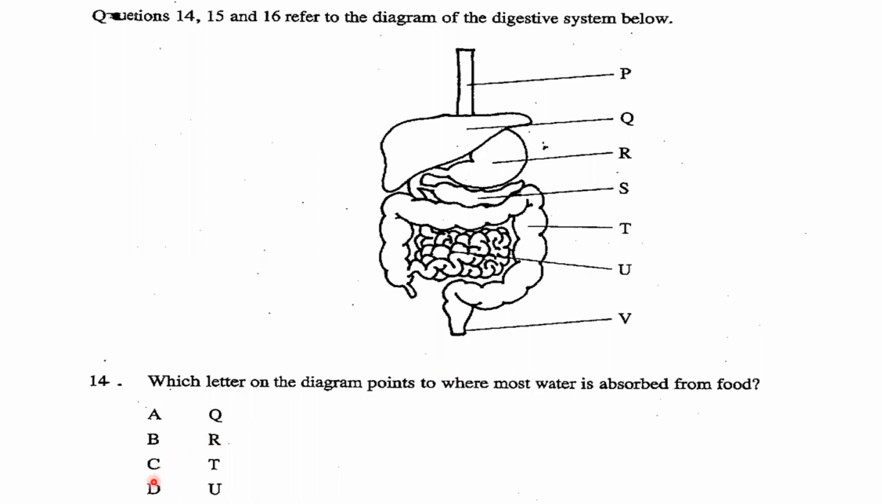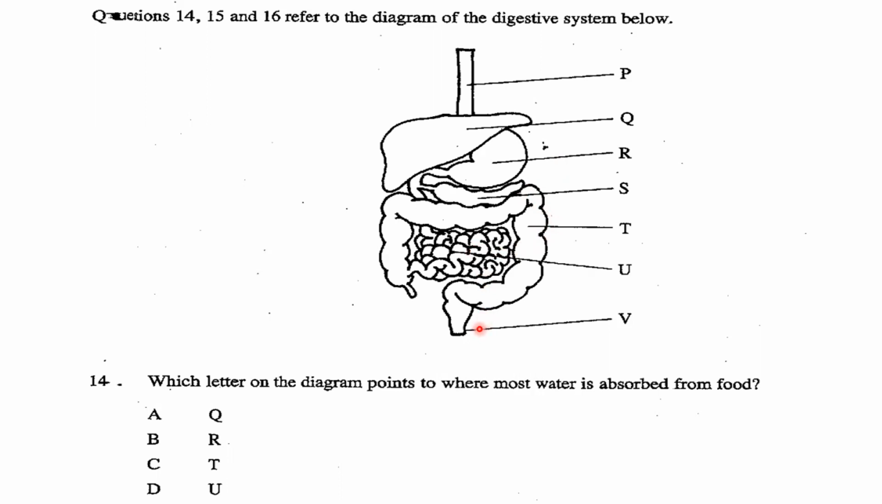All right, the last one was D, which is U. So it says, which letter on the diagram points to where most of the water is absorbed from the food? Please draw this diagram to the best of your ability, even if you have to trace it. P points to the esophagus. That's not where most water is absorbed. Q points to the liver. R points to the stomach. S points to the pancreas. T points to the large intestine, U points to the small intestine, and V points to the rectum.